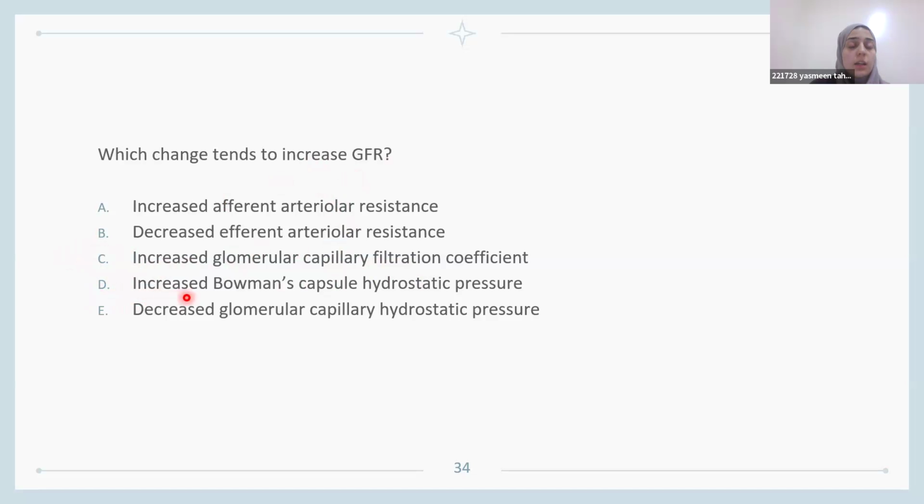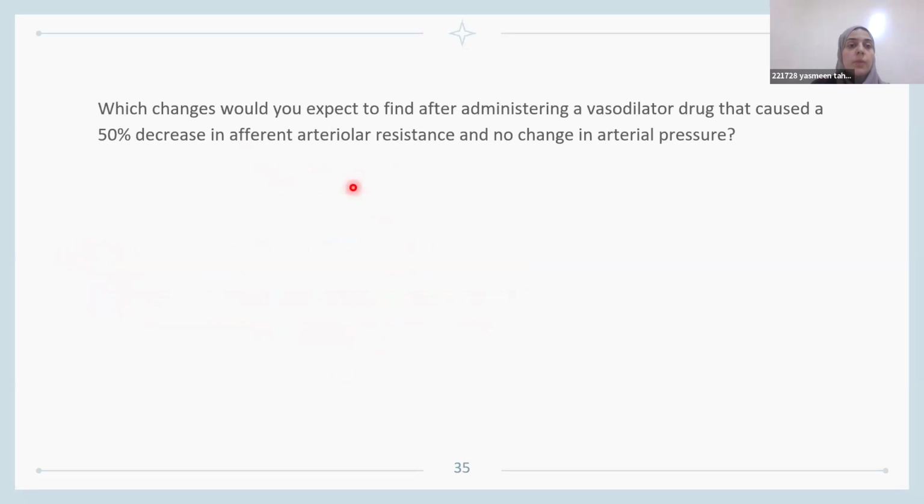D, let's explain why it's not the D. It's increased Bowman capsule hydrostatic pressure. Again, this is going to push the fluid to not be filtered because Bowman's capsule is the other side. So it's going to push the fluid to not be filtered, and this will decrease the GFR. Decreased glomerular capillary hydrostatic pressure. This is a direct wrong answer. No, decreasing the hydrostatic pressure in the glomerular capillary will decrease the GFR.